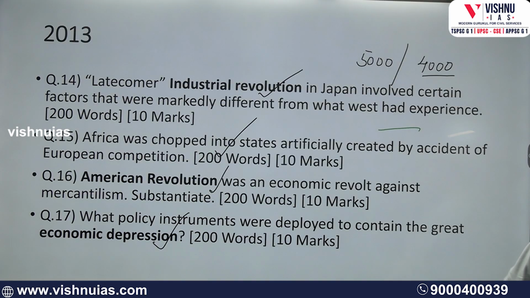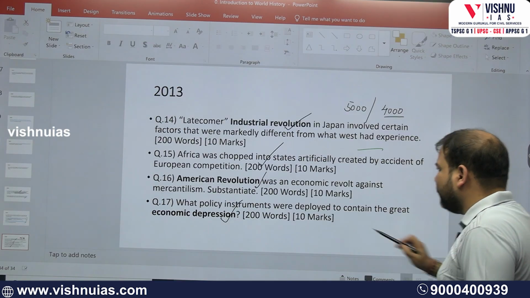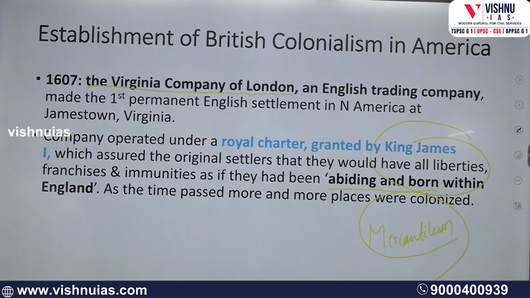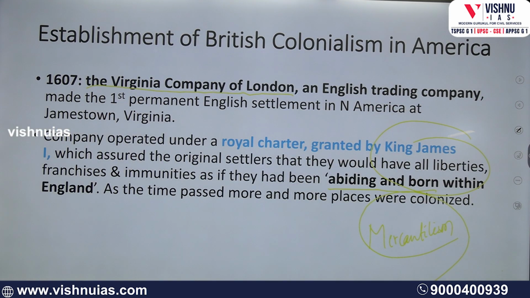Everyone look at the third question. American Revolution was an economic revolt against mercantilism. Substantiate. The American Revolution is against nothing else but the misutilization of resources of America for only the benefit of whose? British people. Americans started to feel that their resources were being taken away. Now each one of you can see this is a very simple question, and you will be able to answer this within half an hour. Now everyone, the British in those days were earning more from the wool industry.